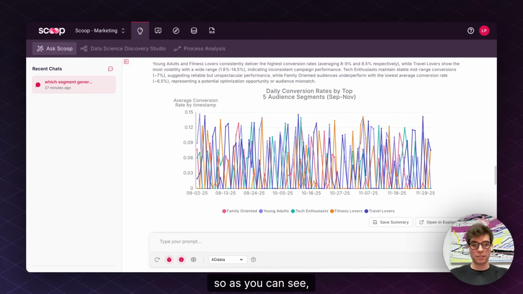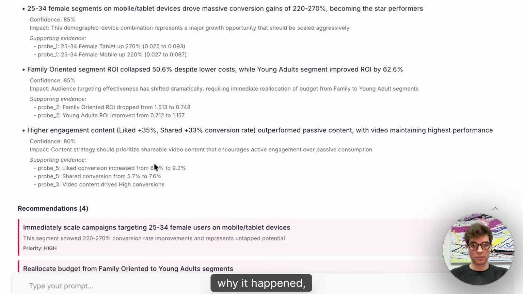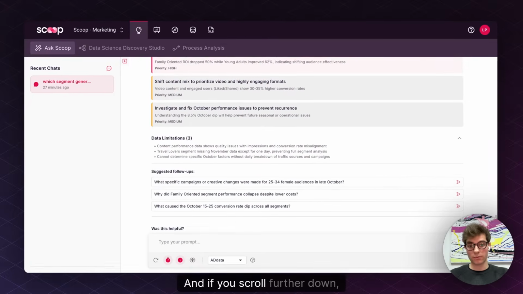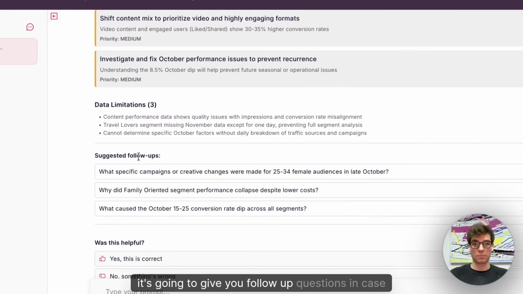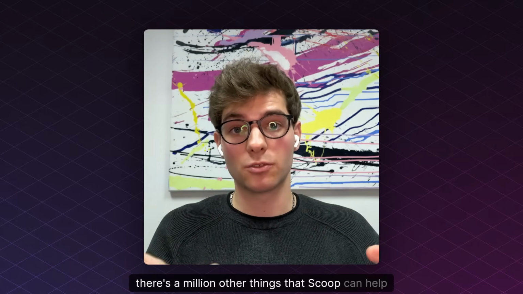Okay, so as you can see, Scoop gave us what happened, why it happened, and what to do about it. And if you scroll further down, it's going to give you follow-up questions in case you want to really dig deeper into your data. Now, there's a million other things that Scoop can help you with.